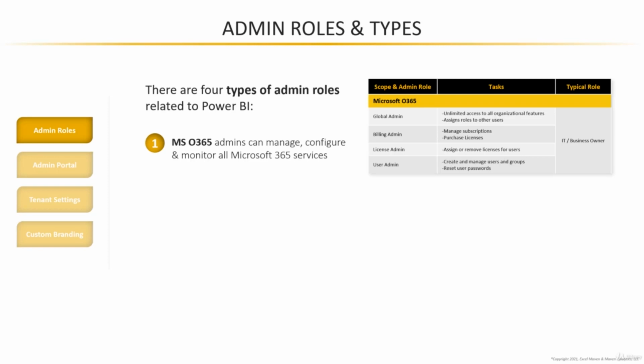So let's take a little bit of a closer look at some of these roles. See on the right-hand side here, the first gray box, we've got the global admin role. And like I mentioned, the global admin has unlimited access to all organizational features and settings and can assign roles to other users. And this global admin can actually set these other admin roles that are listed beneath it. So basically, global admin is just that. They have access to everything within the organization.